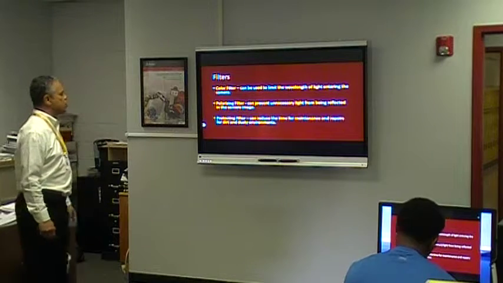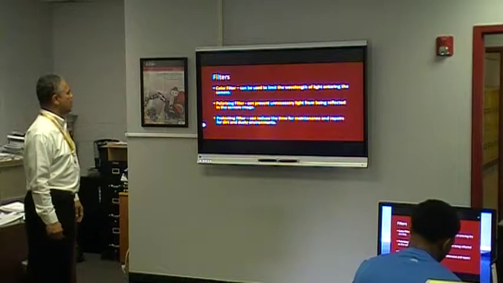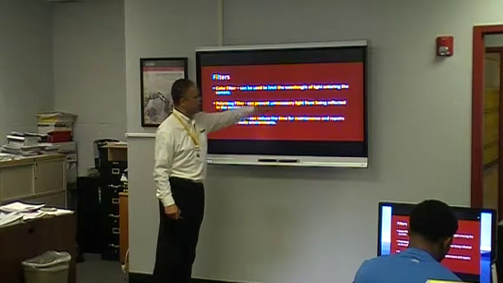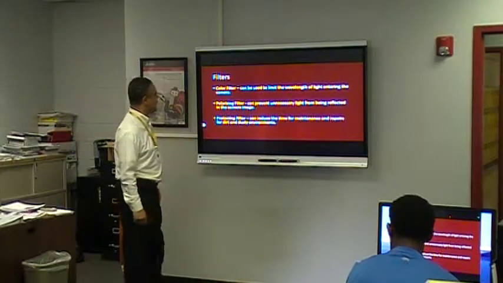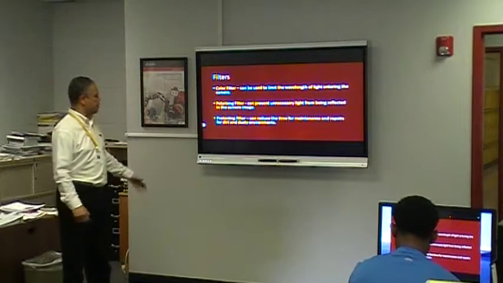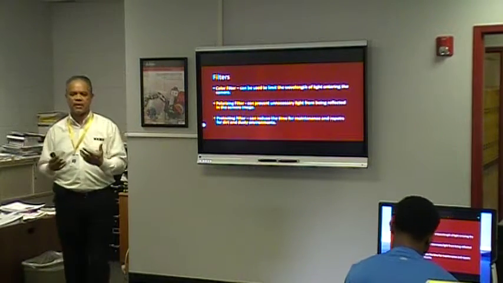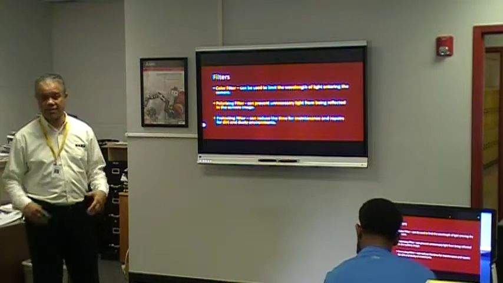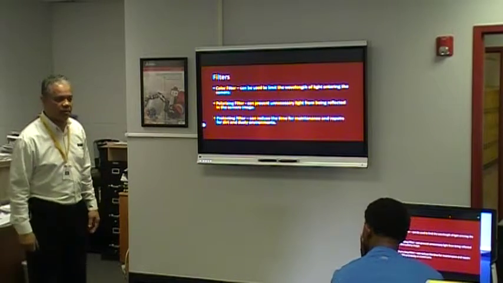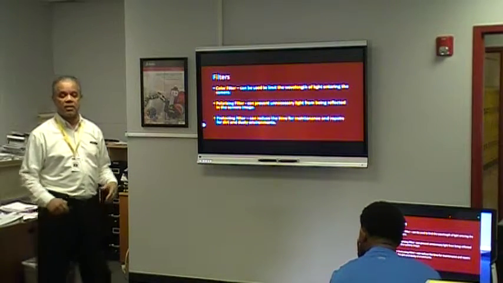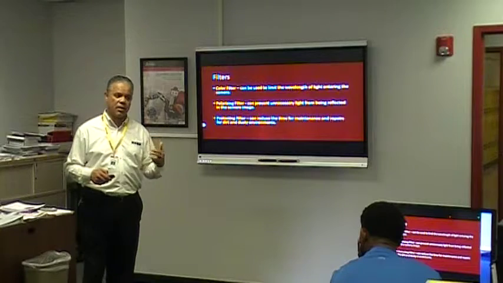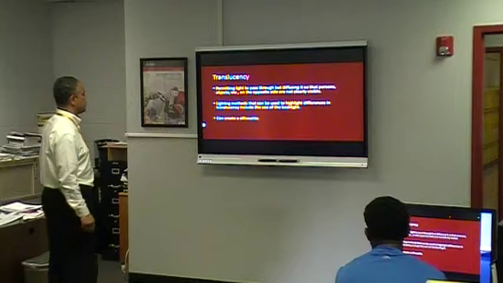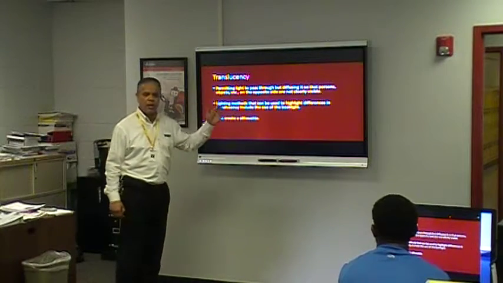Color filters can be used to limit the wavelength of the light entering the camera. Then you can have polarizing filters, which can prevent unnecessary light from being reflected. And then you can have protecting filters, and that's if you're in a rough environment where various types of dust or molecules or other things can be flying around in the area of the camera and get into it and mess it up or distort the image that's created.